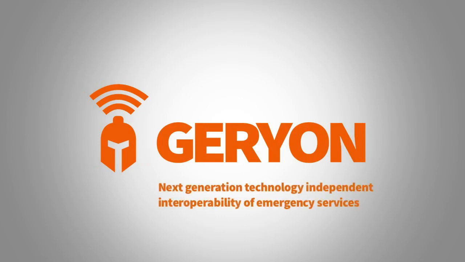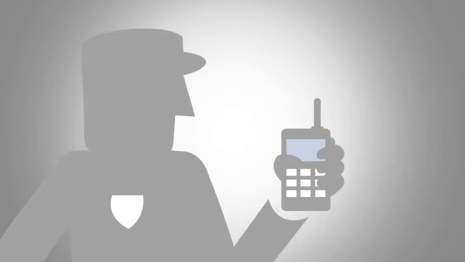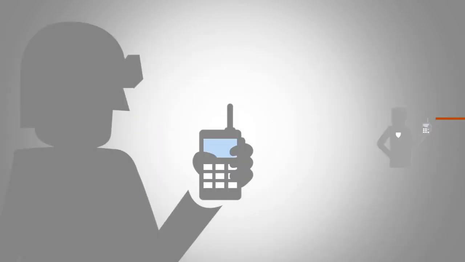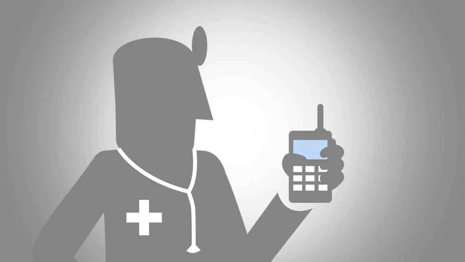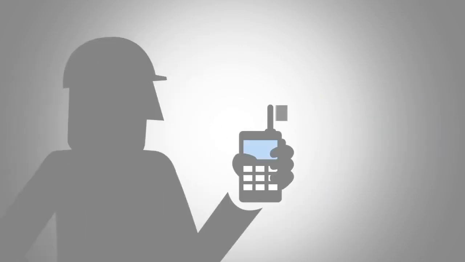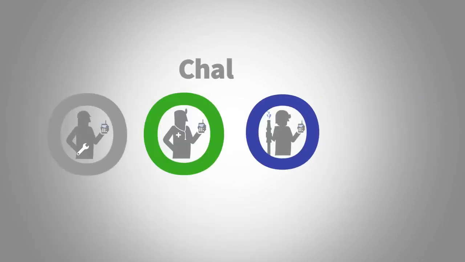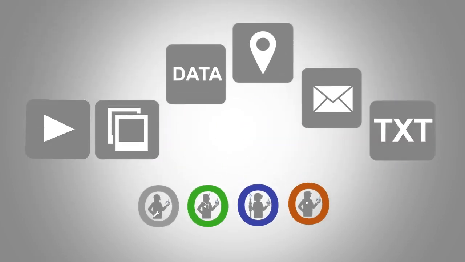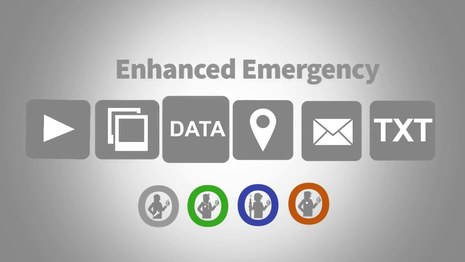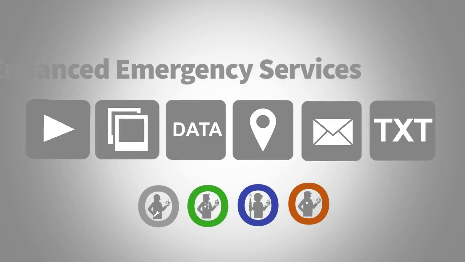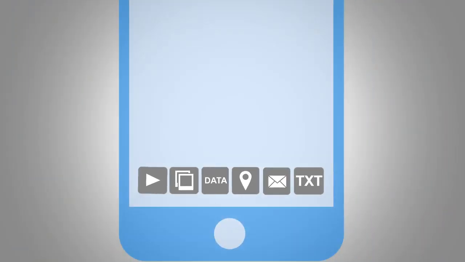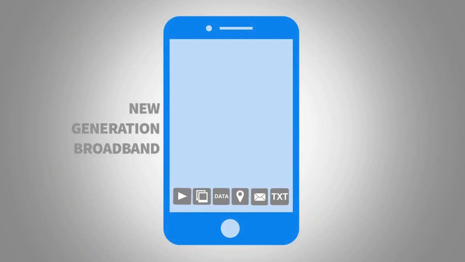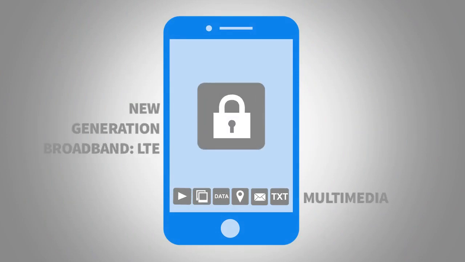Geryon Project, paving the way for next-generation communications networks. Today, there are different types of telecommunications systems used by emergency services. But the interoperability of systems remains a huge challenge. Beyond traditional voice systems, emergency bodies demand enhanced services, equivalent to those accessed by any commercial user on his smartphone, but maintaining security and reliability characteristics.